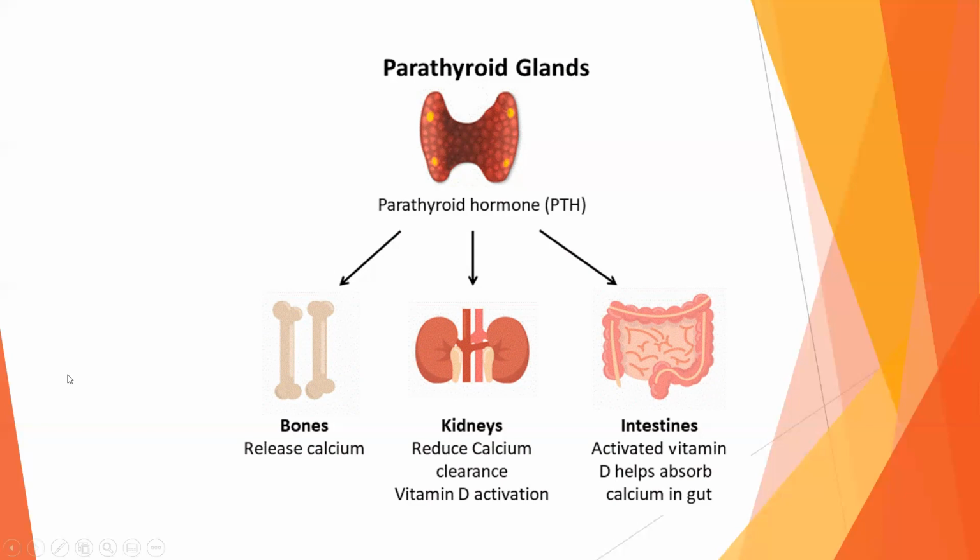As you can see on your screen, your parathyroid hormone works with your bones to release calcium, works with your kidneys to reduce calcium clearance and activate vitamin D, and works with the intestines so that the activated vitamin D helps absorb calcium in the gut.